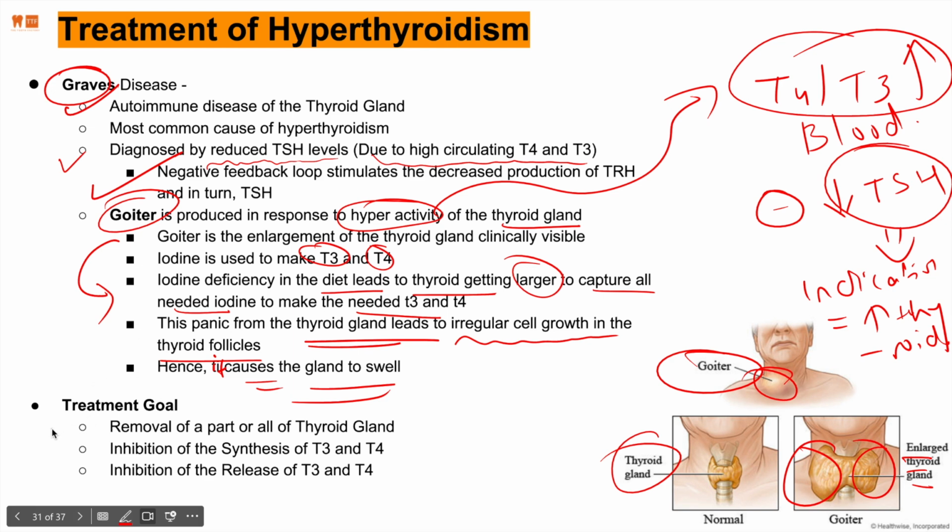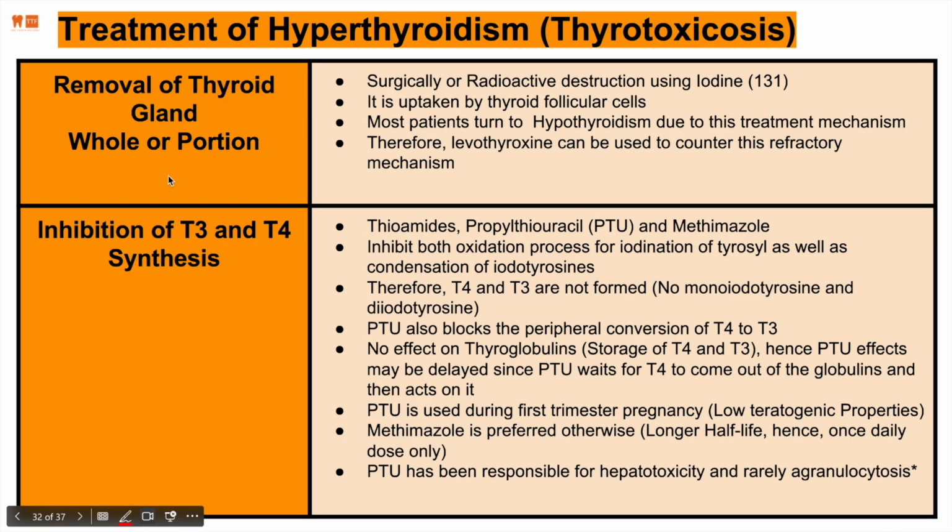Treatment goals: we want to remove a part of the gland or the entire gland, and then put people on drugs all life. Inhibition of the synthesis of T3 and T4, and inhibition of the release of T3 and T4. Okay, let's talk about treatment of thyrotoxicosis, another word for hyperthyroidism.